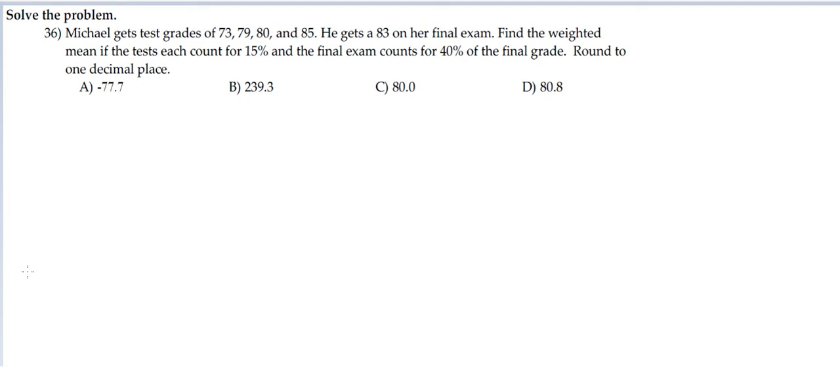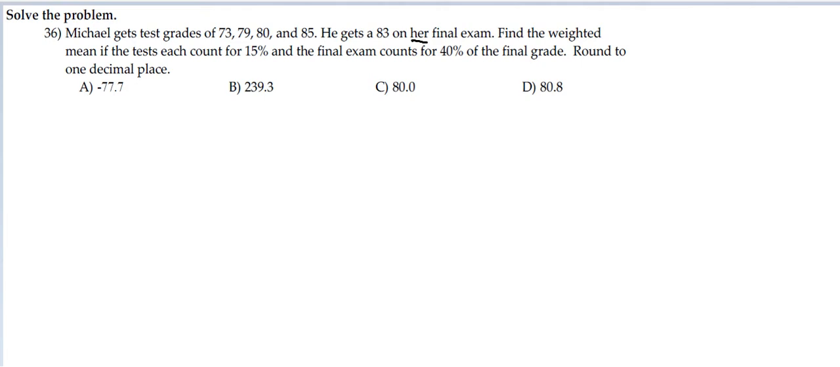All right, so in this problem we've got a guy who has these test scores. Actually, it looks like they're confused on whether it's a guy or a girl. I assume it's a guy because it's Michael, but it says he gets a final 83 on her final exam. Anyway, we're going to find the weighted mean. Each test counts for 15% and the final exam counts for 40%. Let's see if we can find this result.